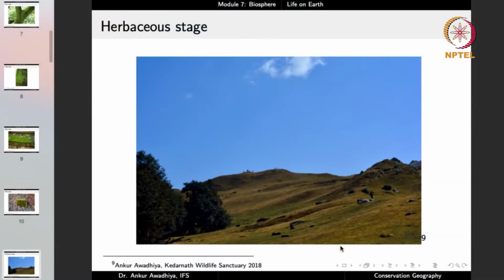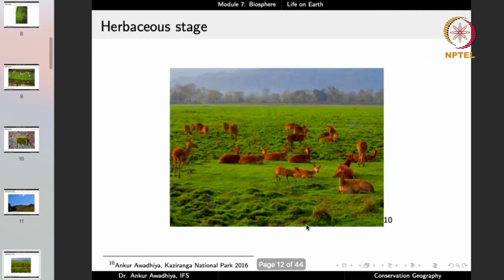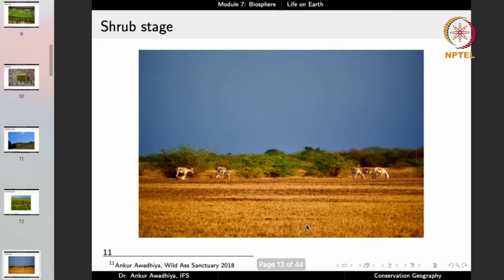So this is an example. All of these areas are dominated by grasses. Now, grasses play a very important role in a large number of ecosystems because they provide a large and abundant source of food. So there are a number of grazing organisms that can make use of grasses.